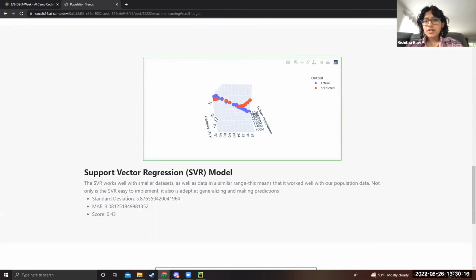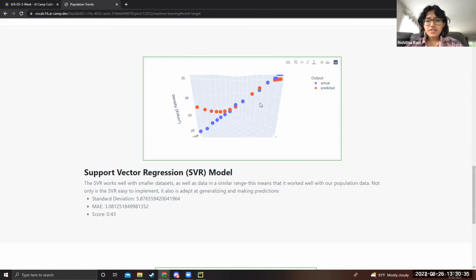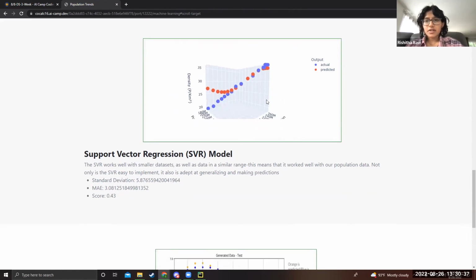Moving down, we also tried looking into the support vector regression model, or the SVR model. Once again, you can see the difference between actual data points and predicted values. Although this model didn't work quite as well as the lasso regression model, it still worked pretty well, especially as time went on. You can see that the divergence between the two different colors decreases a bit. So this was definitely a great model to use for our data.